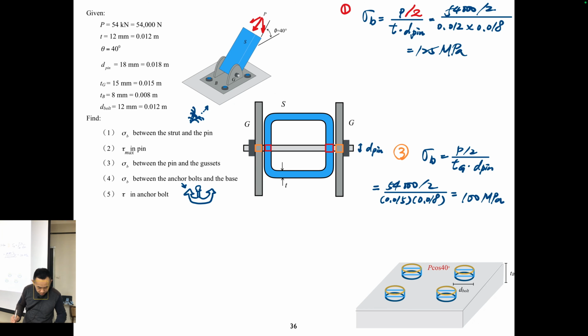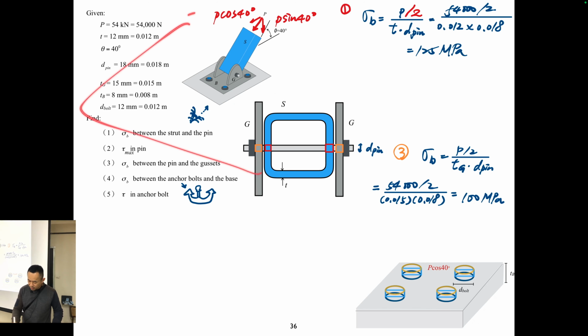So we all know that the horizontal force is P cosine 40 degree, right? And the vertical one is P sine 40 degree. So do we need to consider the P sine 40 degree? Actually, no, because we have the earth on the ground, right? So the base will help you to stand that, to bury it.